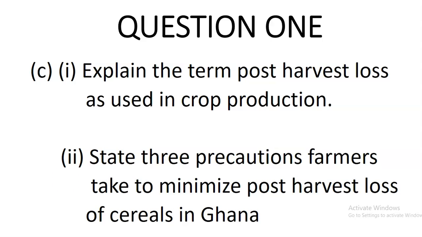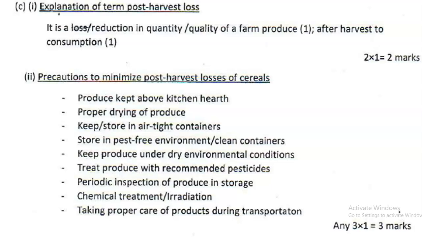Still on question 1. I. Explain the term post-harvest loss as used in crop production. I. State 3 precautions farmers take to minimize post-harvest loss of cereals in Ghana. The underlying word here is cereals. Here we have different types of post-harvest loss for different crops. Now we are looking at cereal. This is the suggested solution.